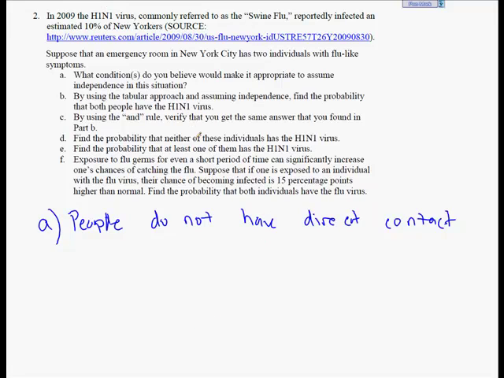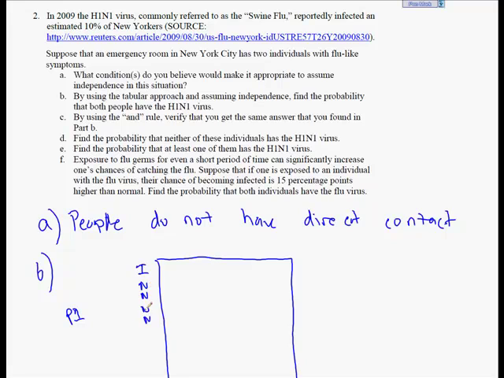So B, by using the tabular approach and assuming independence, find the probability that both people have the H1N1 virus. So we have two people. We have person 1 and person 2. And person 1, well, there are 10 possibilities if we think about it in terms of percents. And out of those 10 possibilities, 1 means he does get infected. So we'll say infected, and then the other 9 times out of 10, he is not infected. So it's 1, 2, 3, 4, 5, 6, 7, 8, 9.